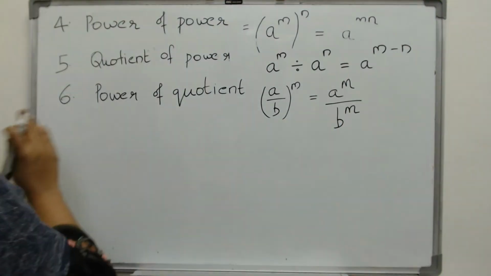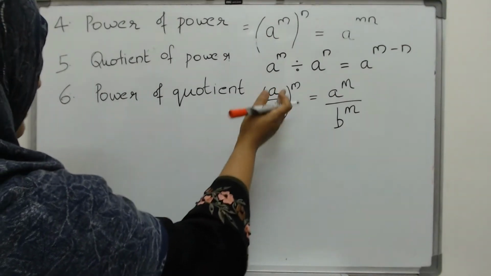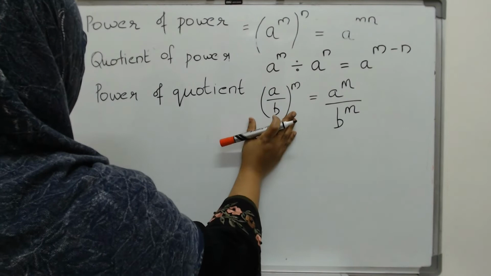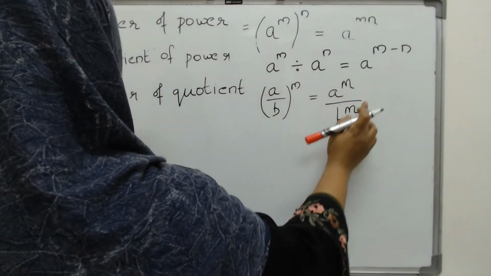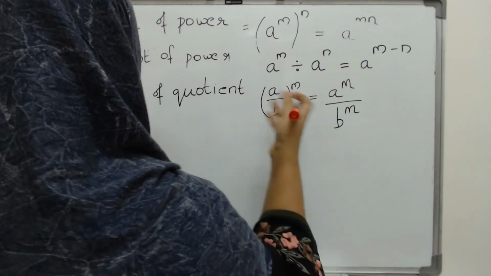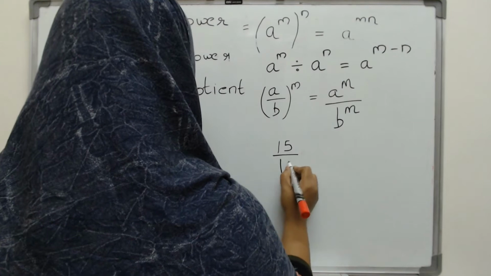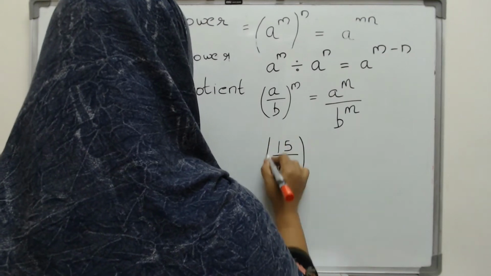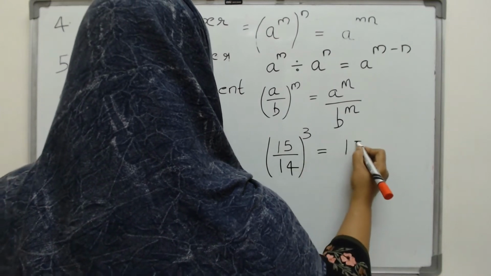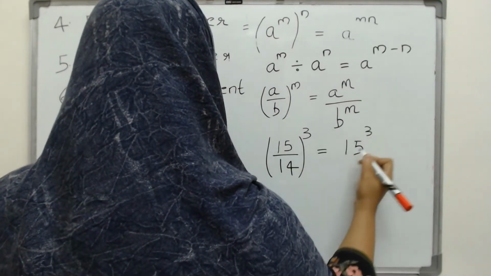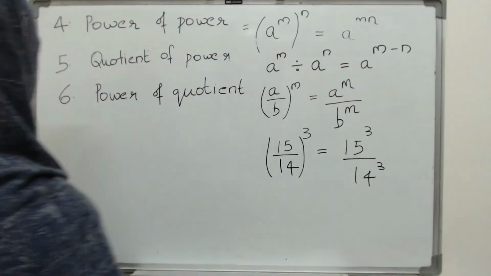Now this is our sixth law. What does it say? You have a quotient, say a divided by b. A divided by b, the whole raised to m, is the same as a raised to m by b raised to m. And how do we apply this? Suppose we have 15 divided by 14, the whole raised to say 3. This is the same as 15 cube by 14 cube.